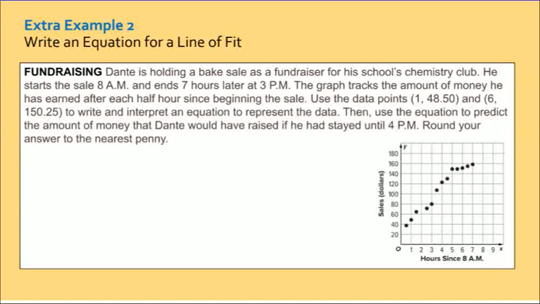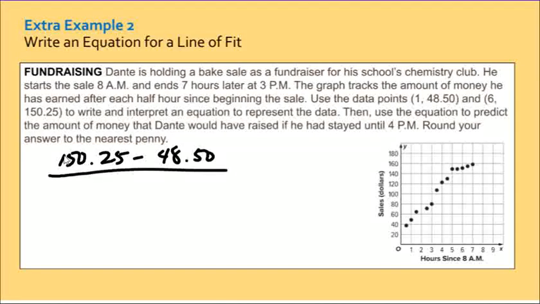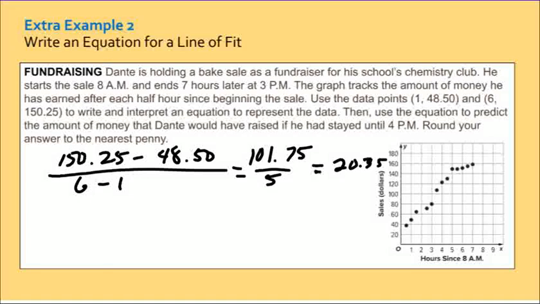So the first thing we need to do is find the slope. So I'm going to do 150.25 minus 48.50, divided by 6 minus 1. And we get 5 in the denominator. 150.25 minus 48.50 gives us 101.75. And if I divide that by 5, we get 20.35. So that would be our slope.